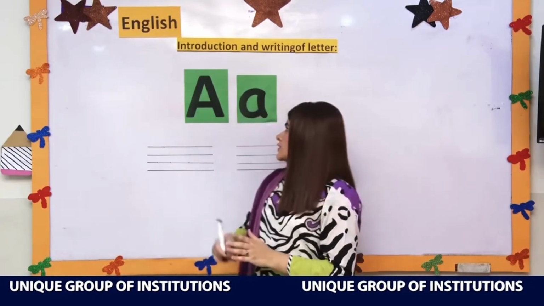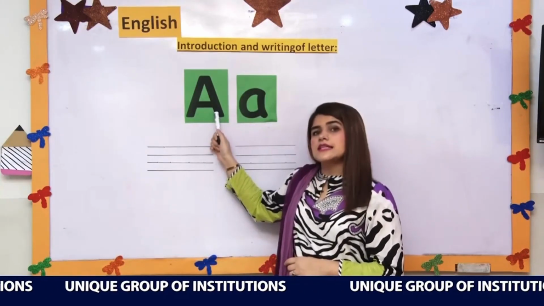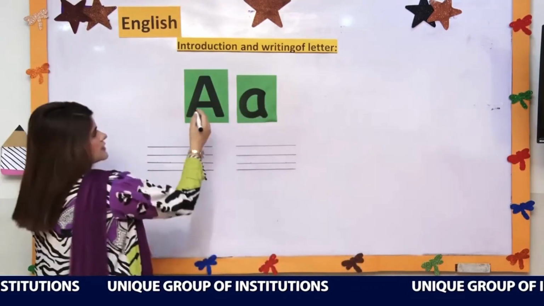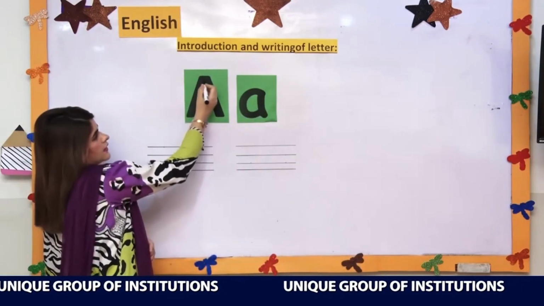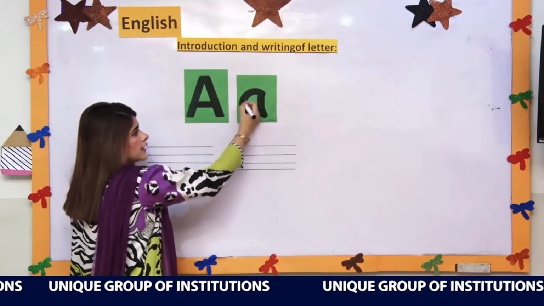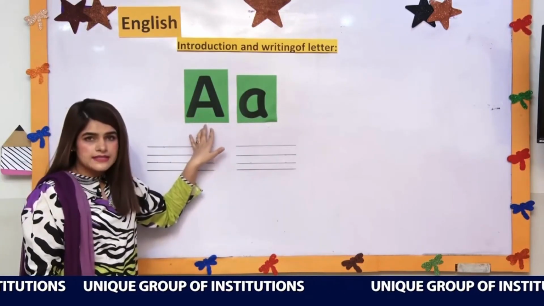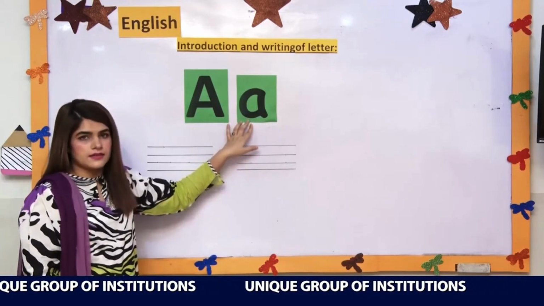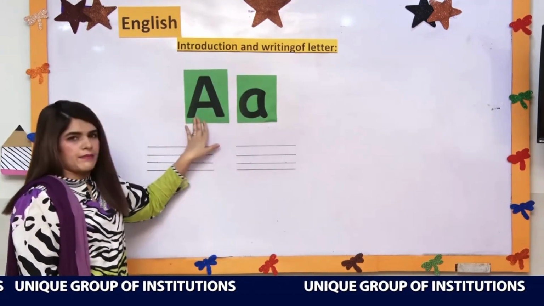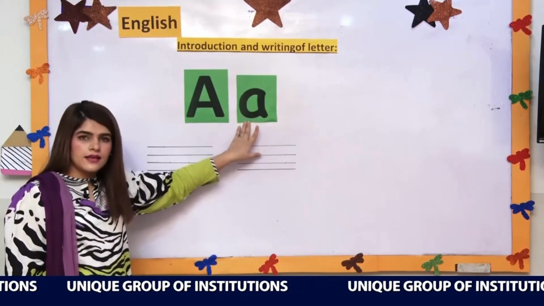So today we are going to learn about English, and the letter we are going to learn is, you can see on the board. What is this? We have two letters on the board. This is letter A. This is capital A and this is small a. We can also say uppercase letter and lowercase letter. This is capital A and this is a friend of capital A, which is lowercase a.